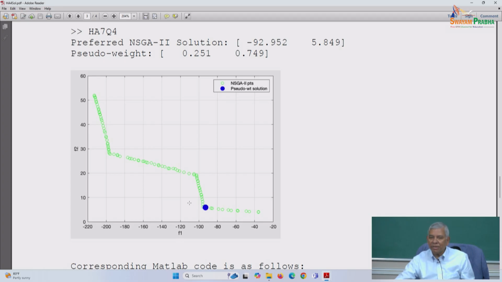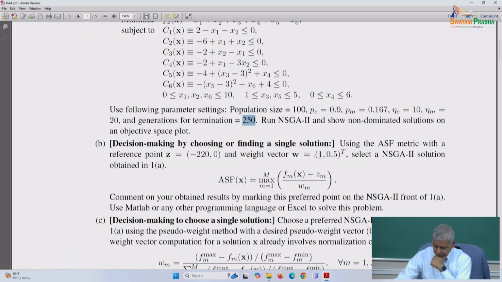Which you can do at home and submit tomorrow. Weight is given 1 and 0.5. You can normalize it to get sum equal to 1. You could do that, or you could just use 1 and 0.5 because it's a constant that you multiply both of them with, so the max is not going to change.